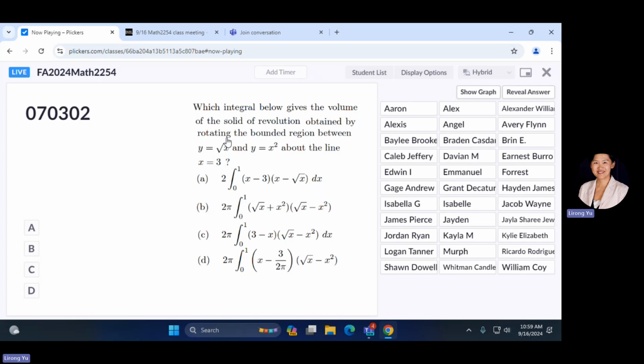So today we're gonna continue with structure 7. This is one of the 7.3 questions. It's a shell method question. We want to use integration to calculate volume. This is the volume of the solid of revolution obtained by rotating the bounded region between y equal to root x and y equal to x squared about the line x equal to 3.